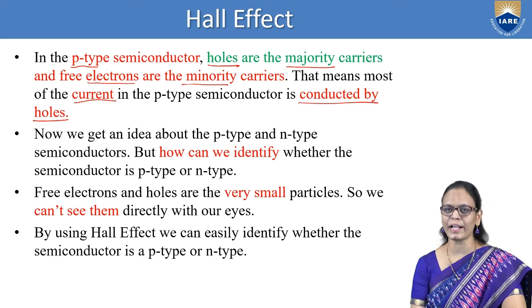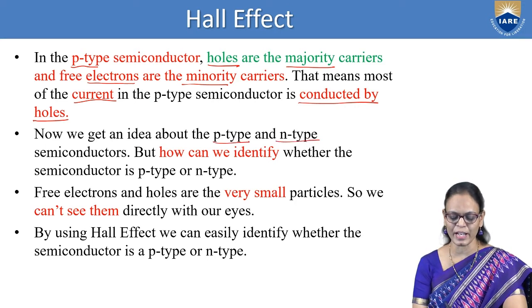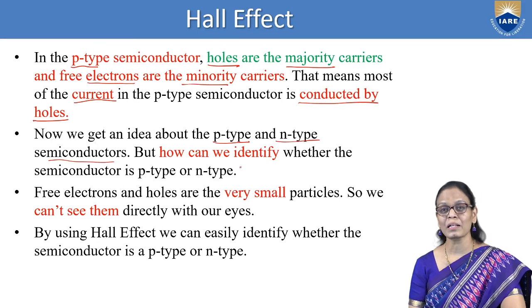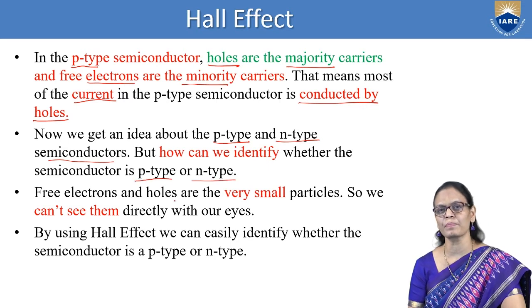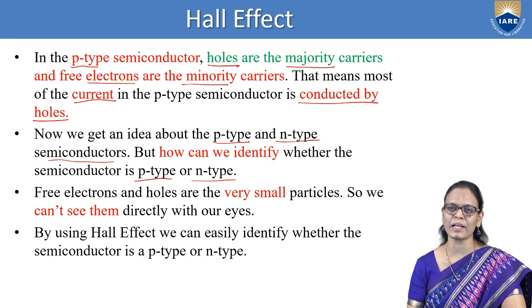Now we have an idea about the p-type and the n-type semiconductors. But how do we identify whether a given semiconductor is p-type or n-type? We have two types of semiconductors. If it is doped with a pentavalent impurity, we call it n-type, and if it is doped with a trivalent impurity, we call it p-type. In n-type, electrons are the majority carriers, and in p-type, holes are the majority carriers.